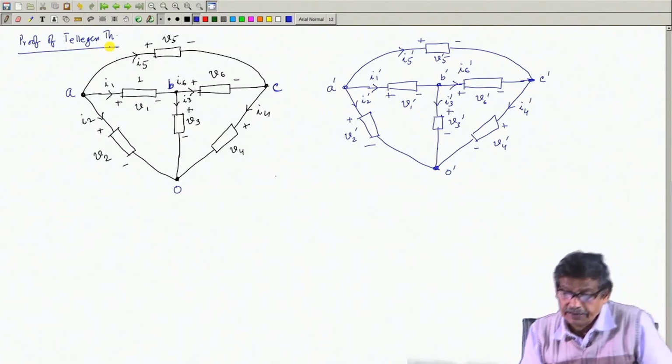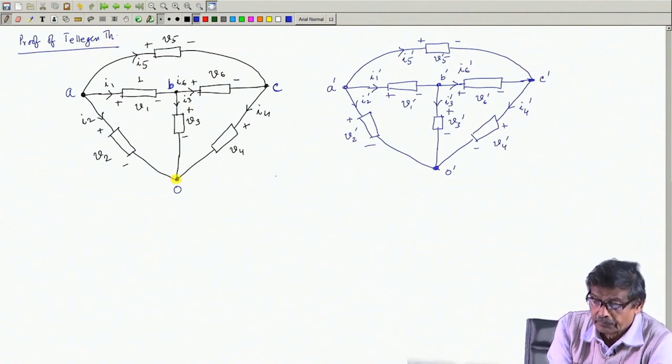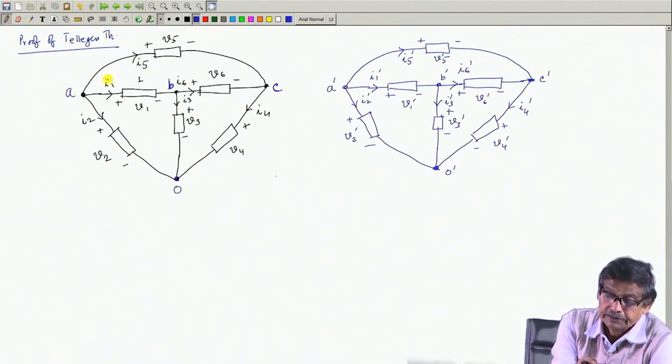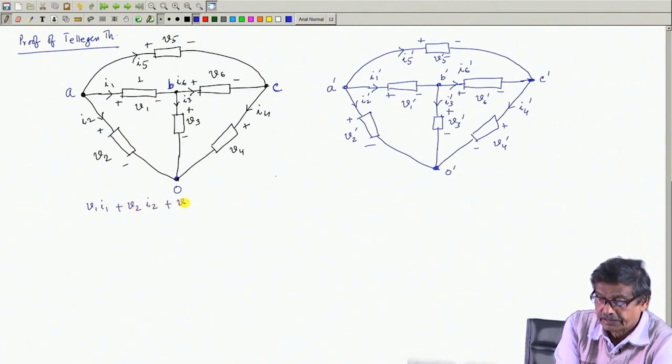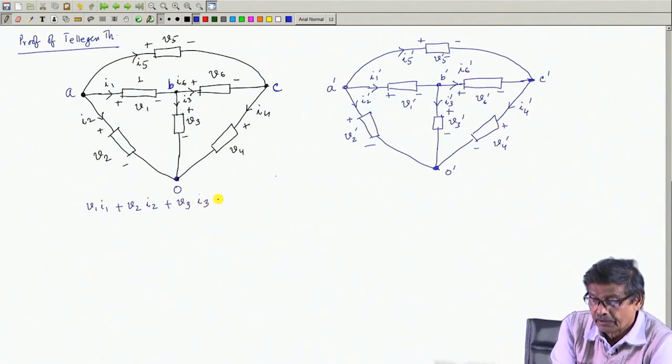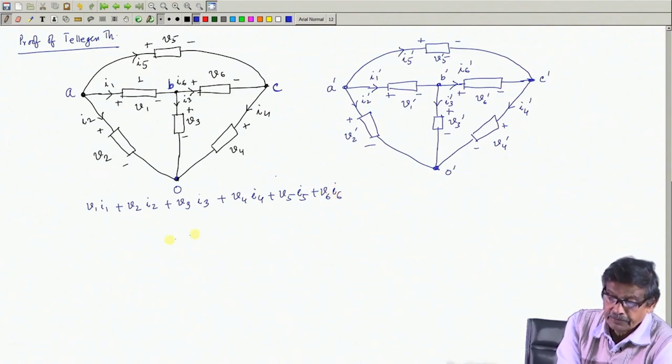Now, it is done like this. Suppose I calculate the power here, that is, I calculate V1 I1 of this network. V1 I1, all are absorbed, V2 I2 plus V3 I3 plus V4 I4 plus V5 I5 plus V6 I6, is not.